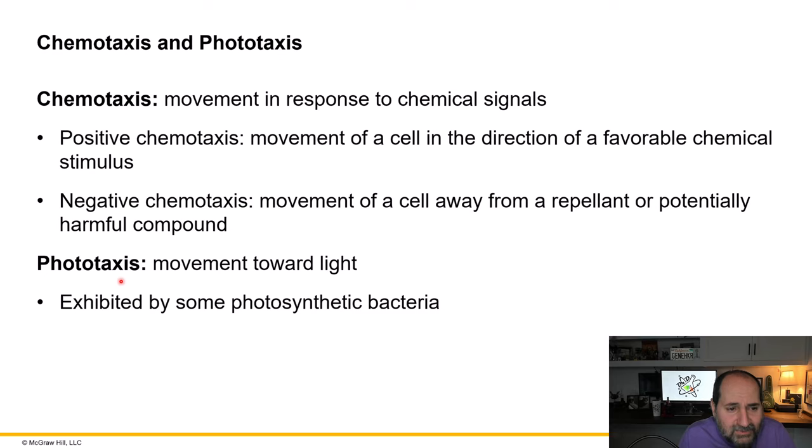With phototaxis, some bacterium actually move towards light, especially the photosynthetic bacterium. Remember, there's a whole class of photosynthetic bacterium called the cyanobacteria. These are literally green bacteria. They're green because they photosynthesize and they have chlorophyll inside. So these bacterium would want to move towards light so they can optimize photosynthesis. Photosynthesis, the process by which these photosynthetic organisms produce sugar using sunlight.